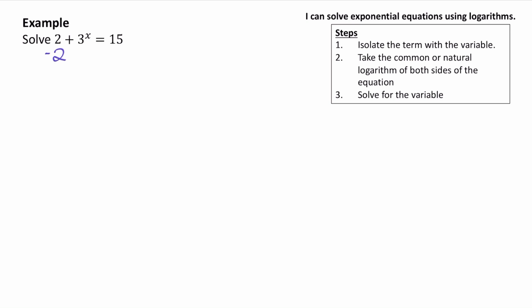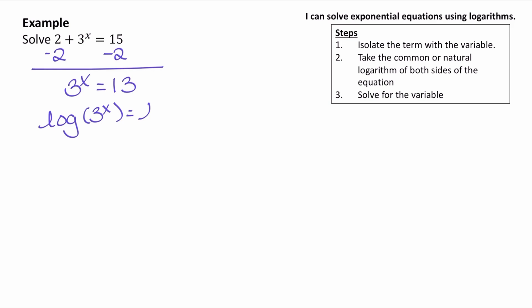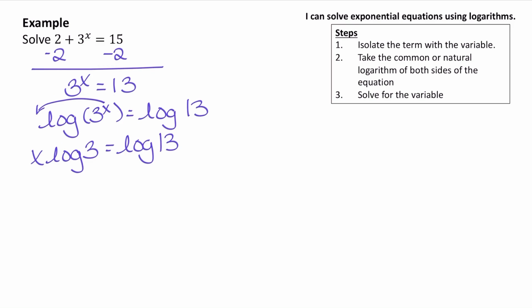So I'm going to subtract 2 from both sides. And when I do that, I get 3 to the x equals 15 minus 2, which is 13. Now this looks like the problems we've been doing, right? So I can go ahead and take the log of both sides. So log of 3 to the x equals log of 13. So I'm going to bring this x down in front. So I have x log 3 equals log of 13. And then I can divide both sides by the log of 3 to get x by itself.